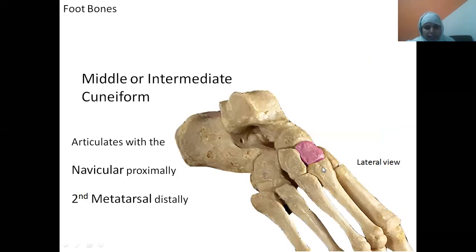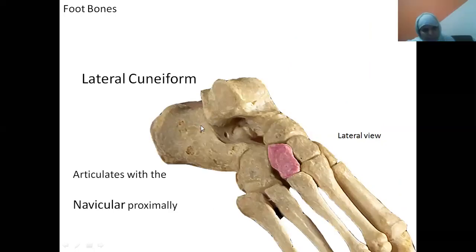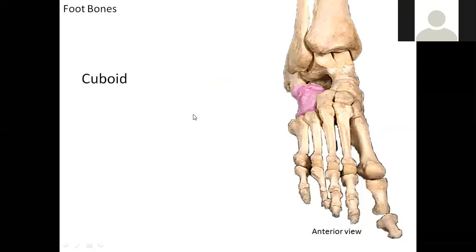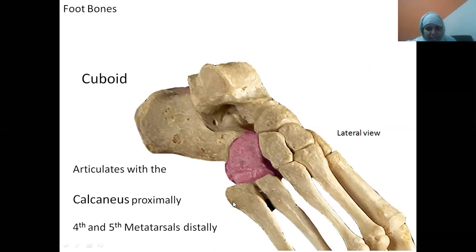Second metatarsal distally. Then what is this next pink going to come? Lateral cuneiform. Proximally it is articulating with which bone? Navicular. Distally? Very good. Third metatarsal. Base of the third metatarsal. Let us be very specific. Very good. Okay. Then this is cuboid. So this is cuboid. What is the name of this largest bone we have seen? Calcaneus. Very good. So proximally it is articulating with calcaneus. And distally it is articulating with the remaining two bones. Fourth and fifth metatarsals. Very good.